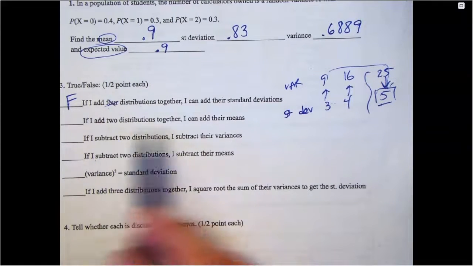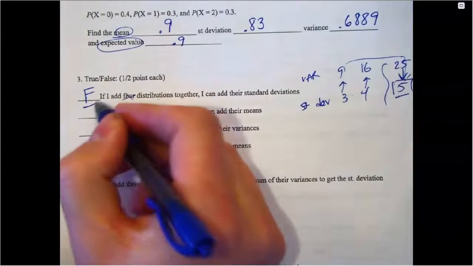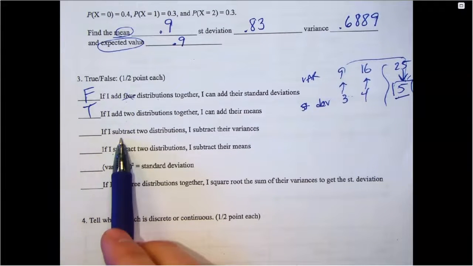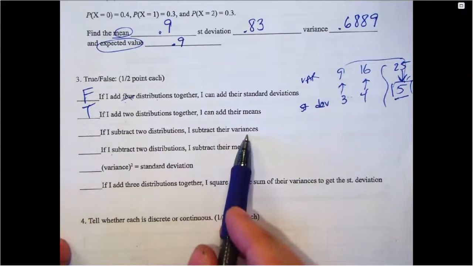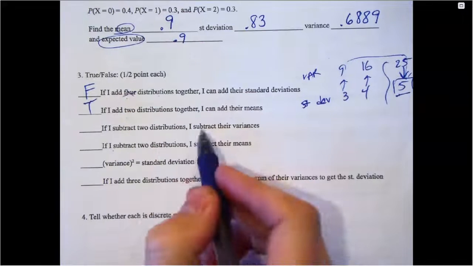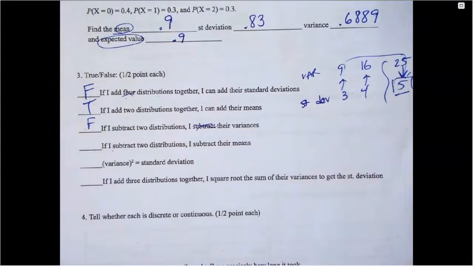If I add two distributions together, I can add their means. That is true. If I subtract two distributions, I subtract their variances. The variance is the standard deviation squared. And is there any case in the Pythagorean theorem where we would subtract? So remember, no matter whether you're adding or subtracting distributions, you do the Pythagorean theorem situation, which is adding the two variances together. You would not subtract them.